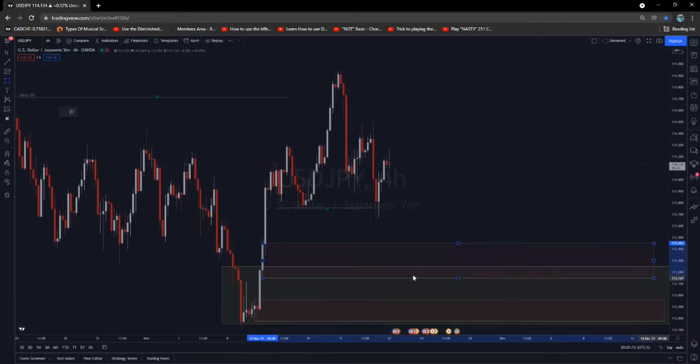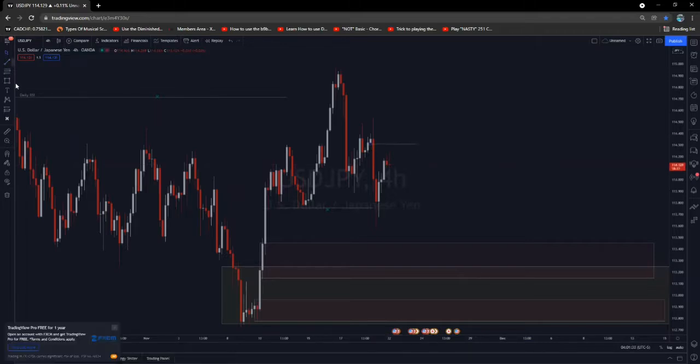One good thing about this area is that it's nested within a higher time frame area, which is the daily level. So what I think the market will do, I think the market will react off this 4-hour supply, and then tap into either these two areas before going up.